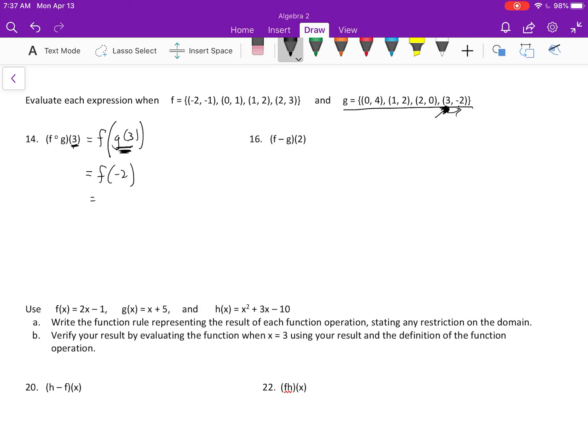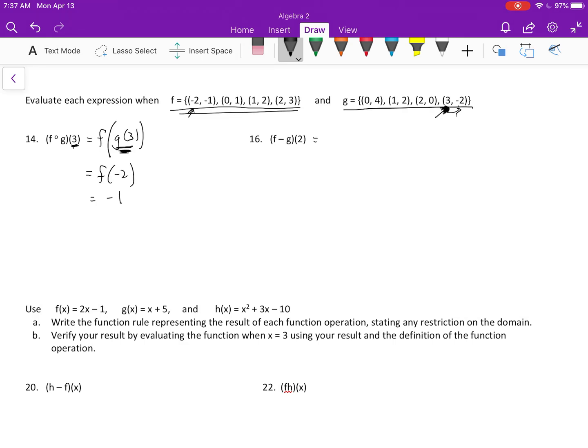And now we have f of negative 2. Now we just look over here into our f function. We find negative 2, which is right here at the beginning. What's paired with negative 2? Well, it's negative 1, so our answer is negative 1. So that's composition. That's when you put the one function into the other. Then here we have subtraction.